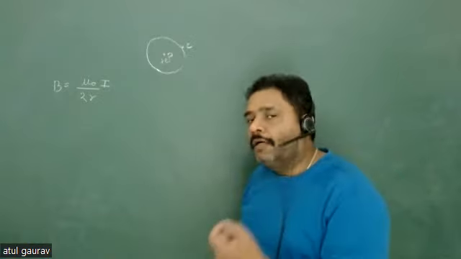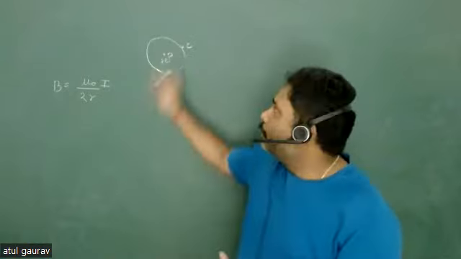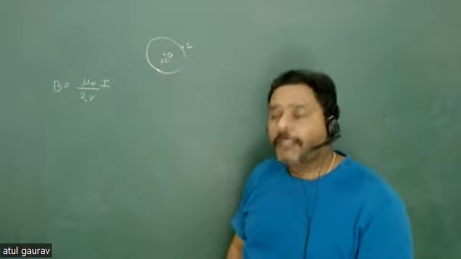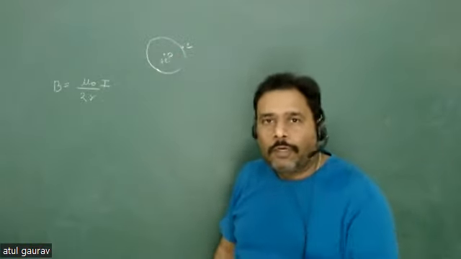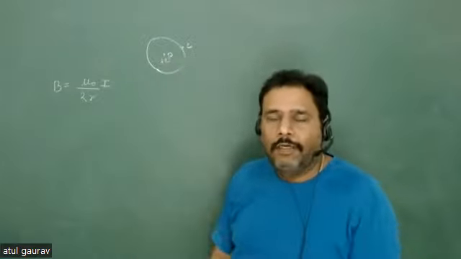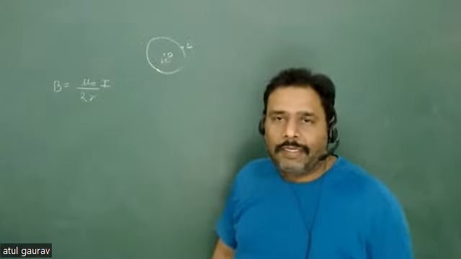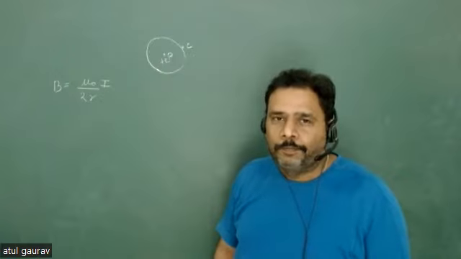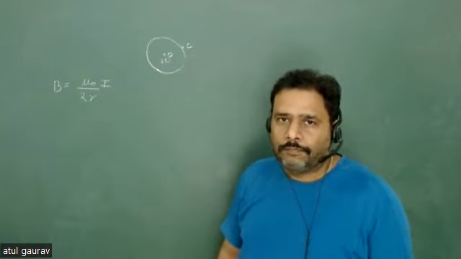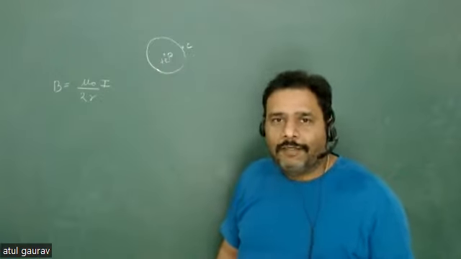So, electron ke upar ek magnetic field hai. Aisa kabhi ho sakta hai ki electron khud ghum raha hai aur khud ka hi magnetic field kabhi wo feel karega? Aisa kabhi possible hai? Nahi, sir. It is not possible.